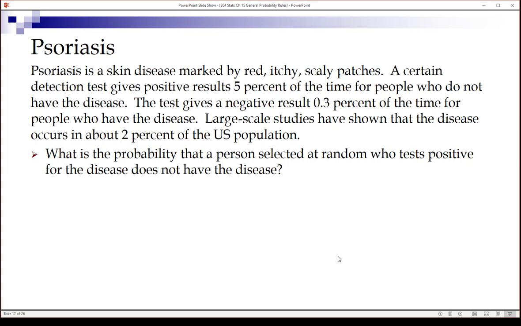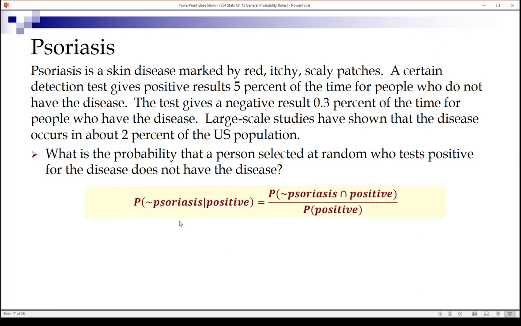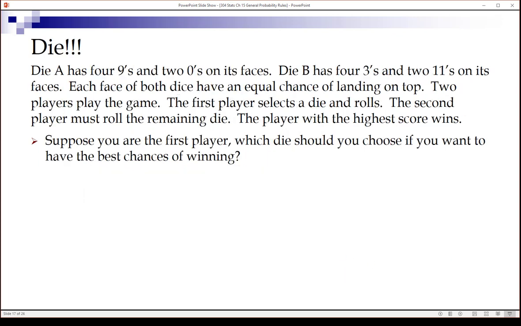Okay, so if you did this correctly, the probability that someone doesn't have psoriasis given that they tested positive, in other words a false positive, is going to be 0.049 over 0.06894, or 71%. And so in this particular case, the probability is 71%, which is something that you might not have expected.